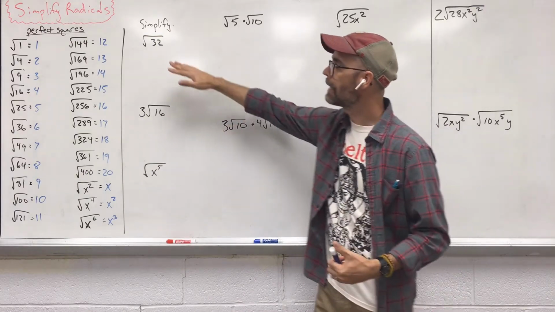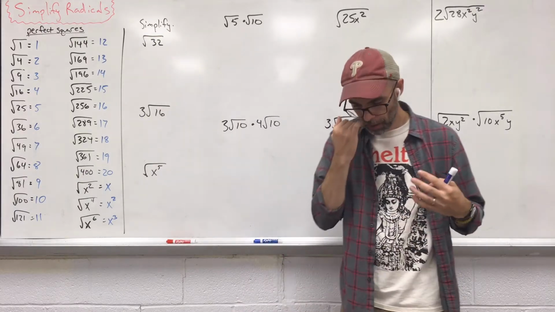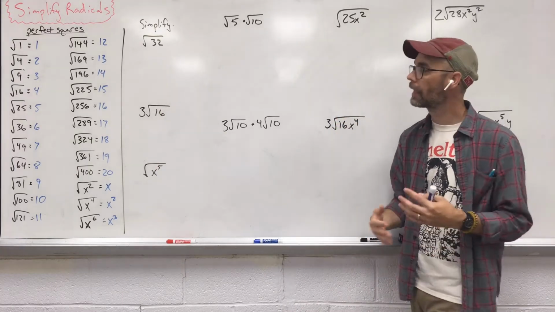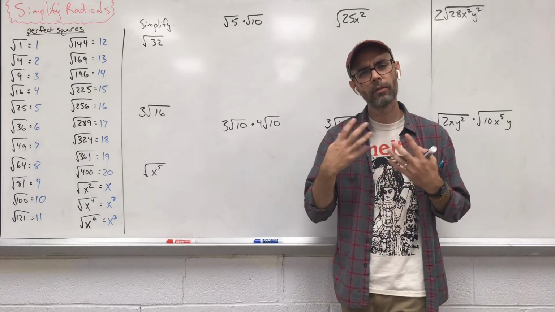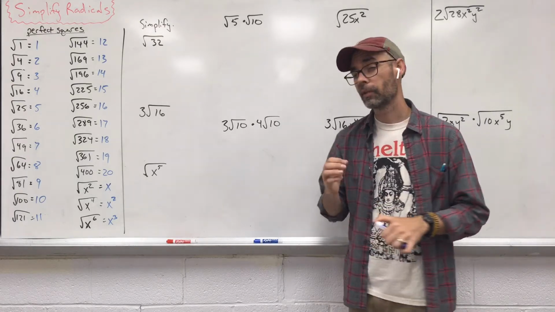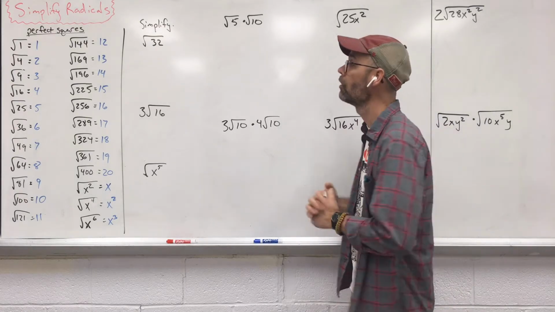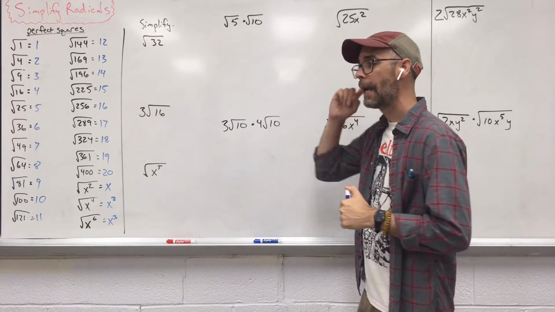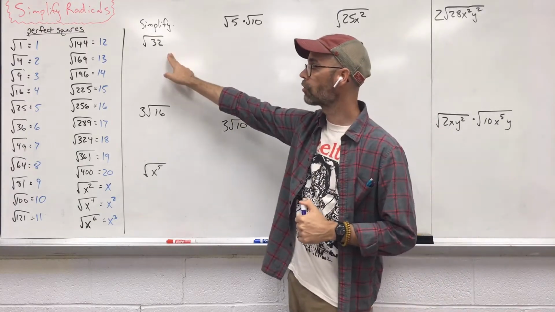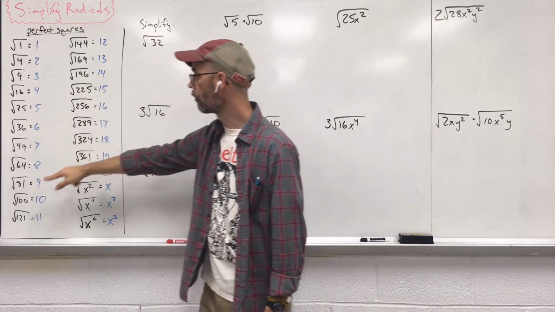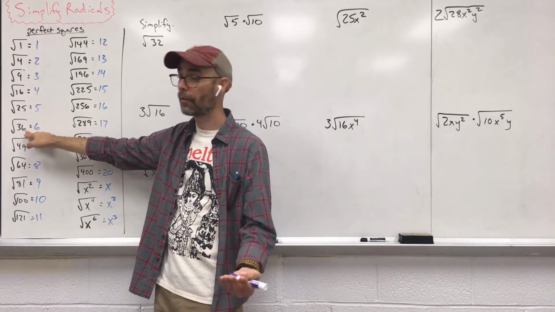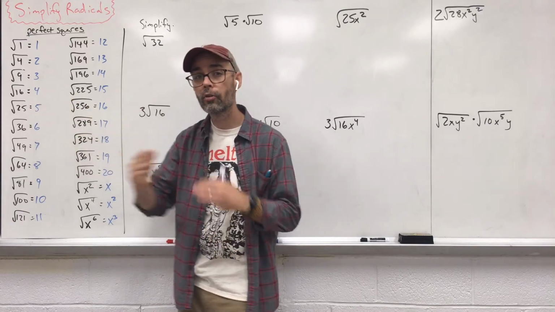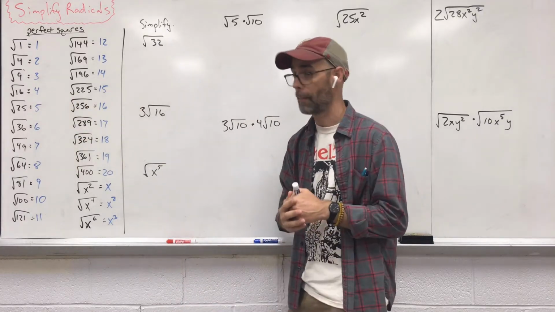So I need to simplify the square root of 32. Now, I could punch it in the calculator and get some kind of decimal answer. I don't really care about that. I don't want a decimal answer. I want something exact. So I need to ask myself, is 32 one of our square roots over here? Well, I've got 36, which is close, but it's not 32, and then 25. 32 is not there, but it's somewhere between them.